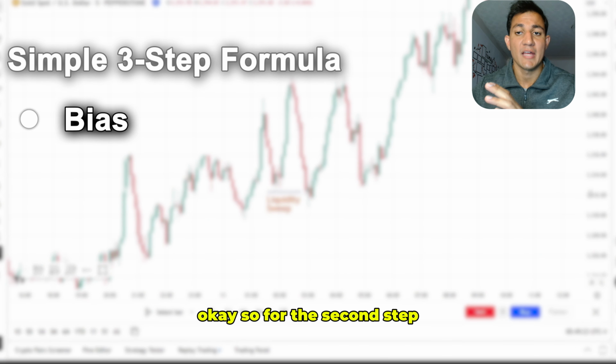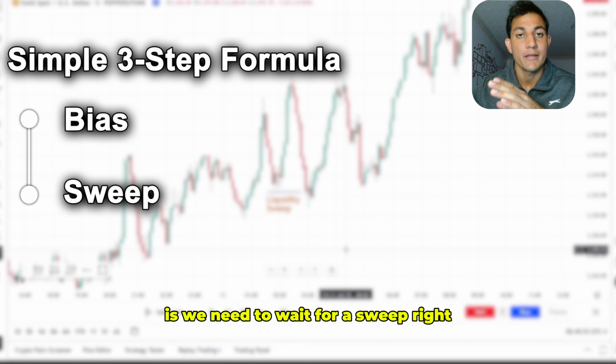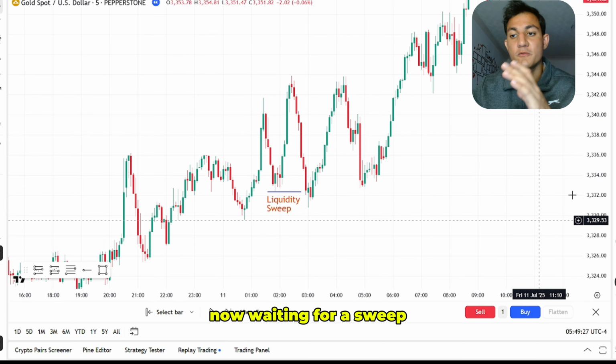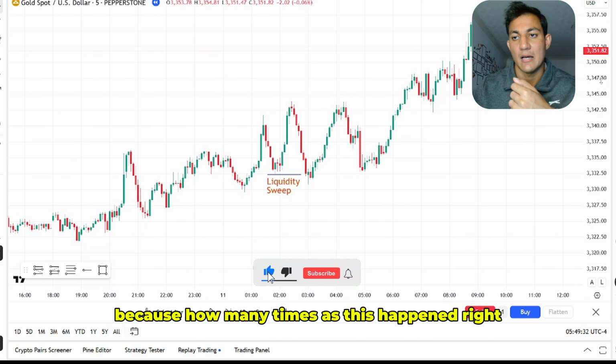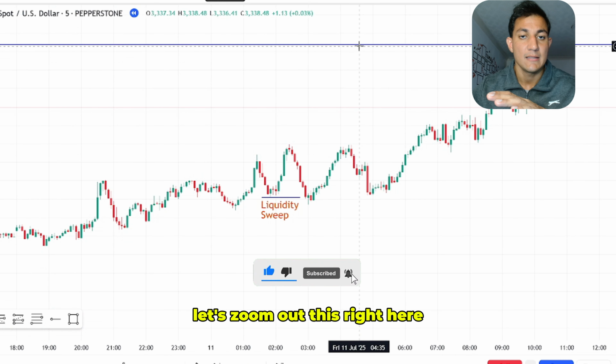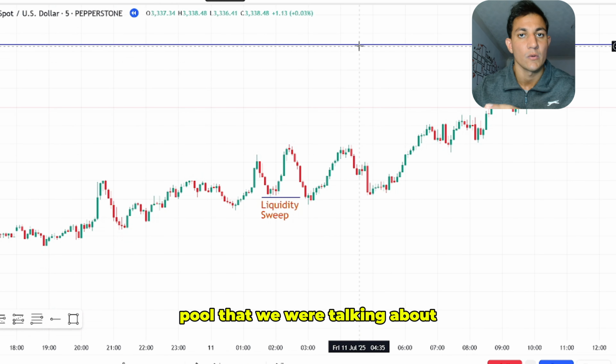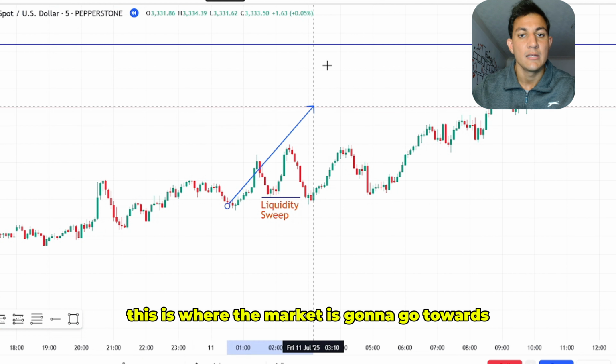Okay, so for the second step, now that we have our bias, we need to wait for a sweep. Waiting for a sweep is going to give you the highest probability setups, because how many times has this happened? Let's zoom out. This right here is that 4-hour liquidity pool that we were talking about. This is where the market is going to go towards.